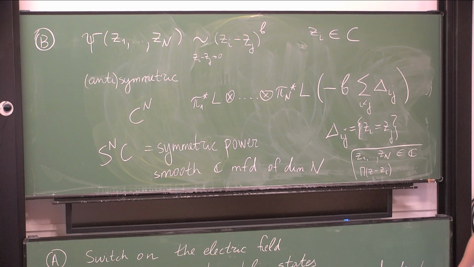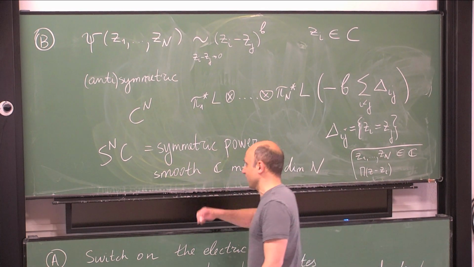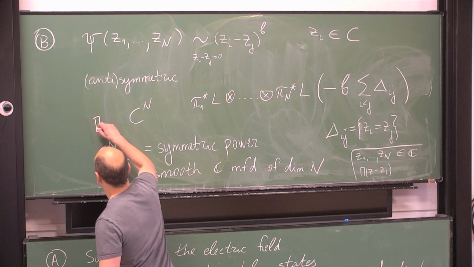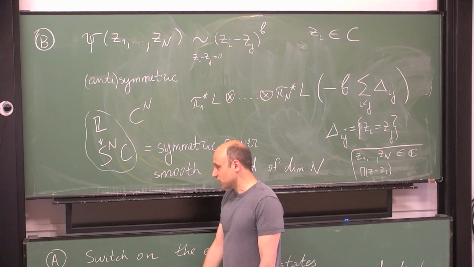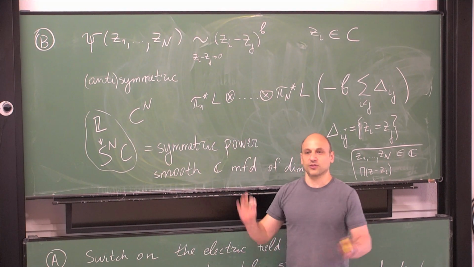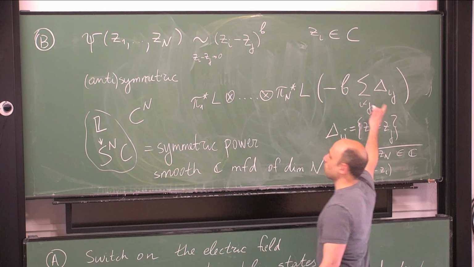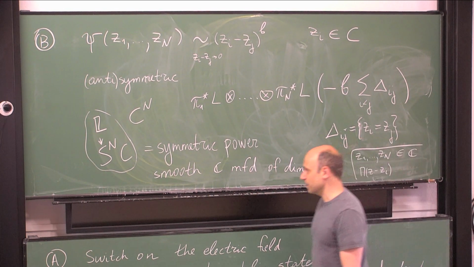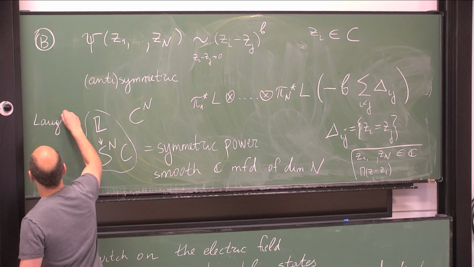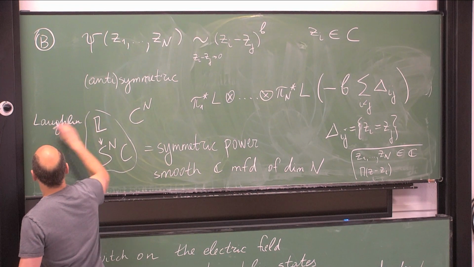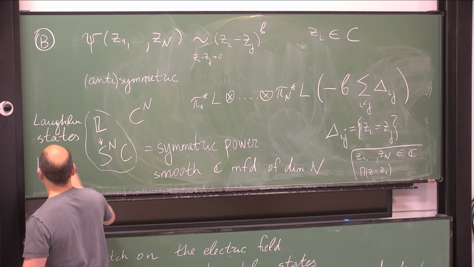So you're saying the bundle descends. Yes, and symmetric sections are actually so there is a line bundle that I will denote with a thick L, and Laughlin states are exactly holomorphic sections of this line bundle. So it's the ideal situation. This is more or less the push forward of this to the symmetric power. So Laughlin states are exactly holomorphic sections of L.